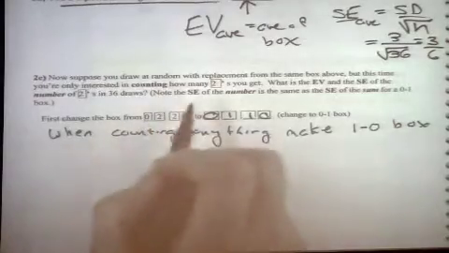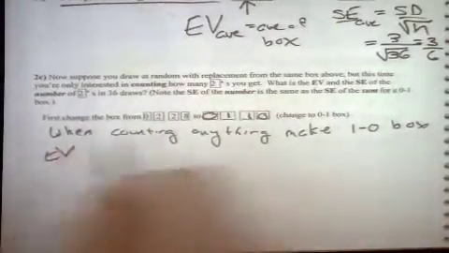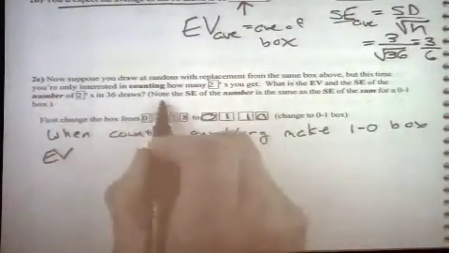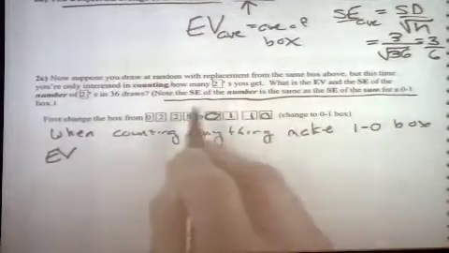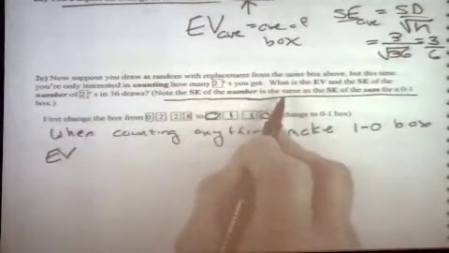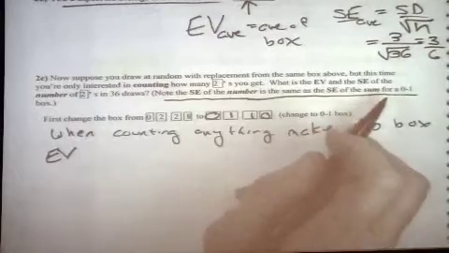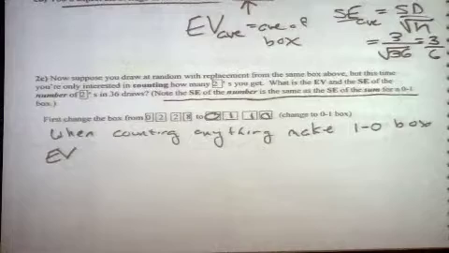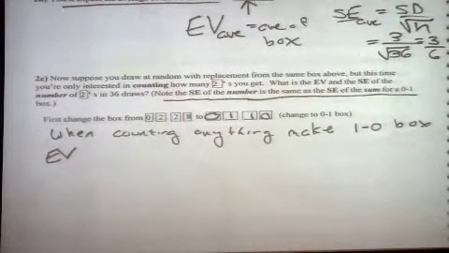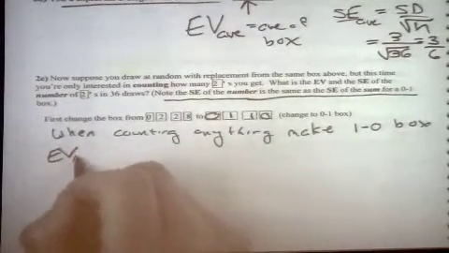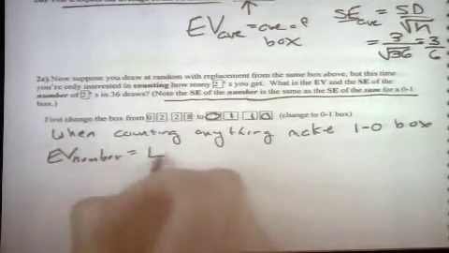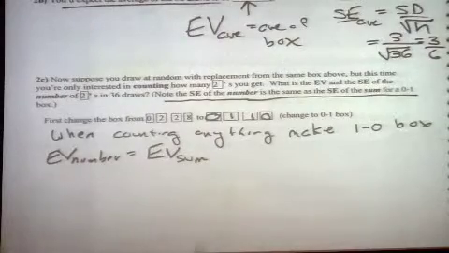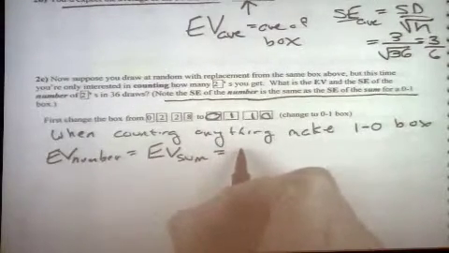Now, what's it asking for? What's the expected value and the standard error of the number? Note, the expected value of the number is the same as the sum. Every time, you're just going to be counting them up. It's how many ones you get. So the expected value of the number is just the same thing as the expected value of the sum. For a 0, 1 box, it would be the number. So what are you going to have?